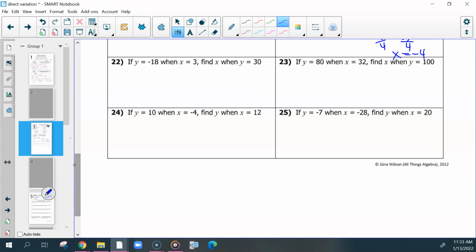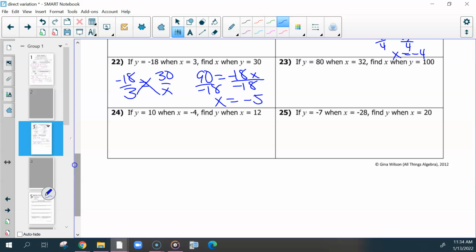For 22, actually for all of these, the bottom four, it's the same process, but now you have words instead of the ordered pairs. So to set up your proportion, you would have negative 18 over 3 equals 30 over x. And then you could cross multiply. This would be 90 equals negative 18x. Divide both sides by negative 18 to get x equals negative 5.